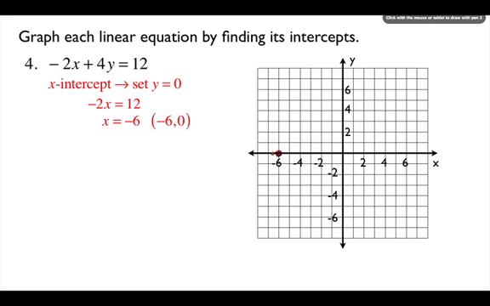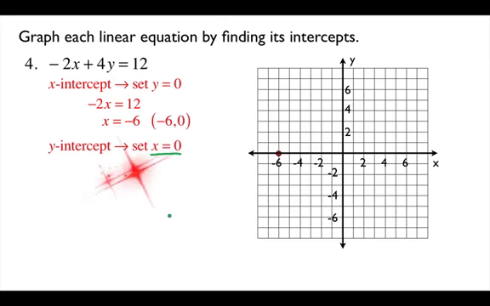So I go over here and I plot the point. So this is where the graph crosses the x-axis. Now, find the y-intercept. And again, to find the y-intercept, now I'm going to set the x value equal to 0. So this is basically going to go away. I have 4y equals 12. Divide both sides by 4. And once I do that, I get y is equal to 3. So the ordered pair is 0, 3.